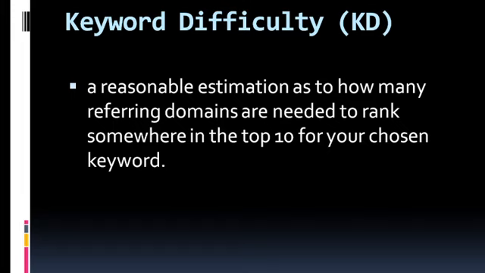Keyword difficulty is a very small estimation of how many domains are needed to rank your keyword in the top 10. That is to reach the first page of Google. So if anybody tells you to reach the first page of Google, it means that when this keyword is entered, your article must come in the top 10. The first page of Google means top 10. That's all. So this is an estimation.